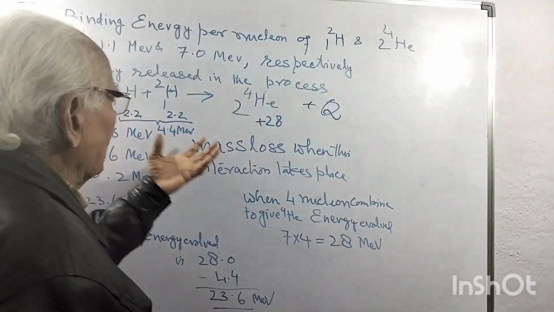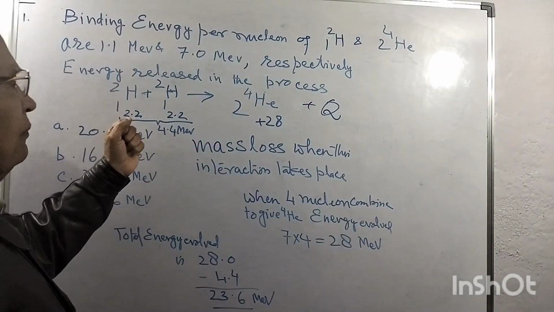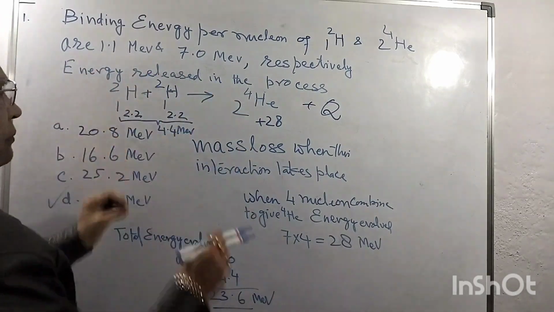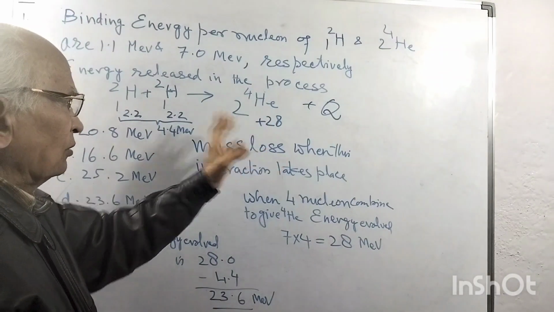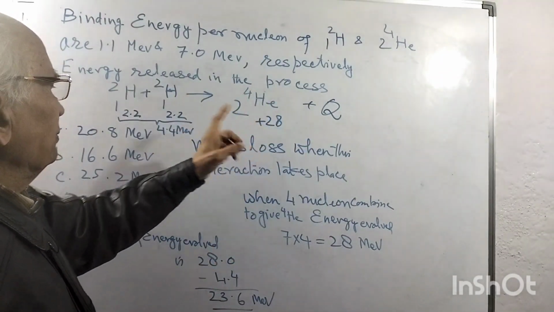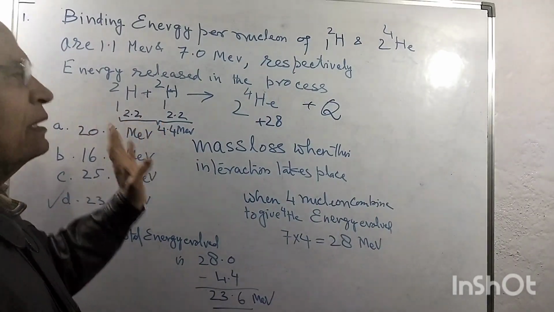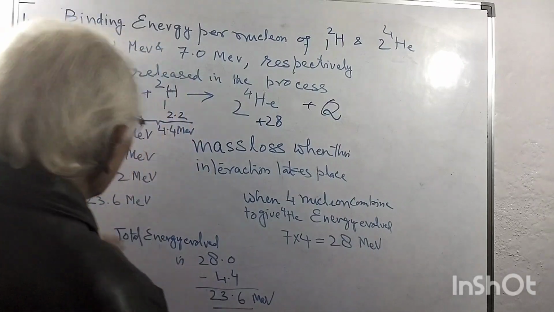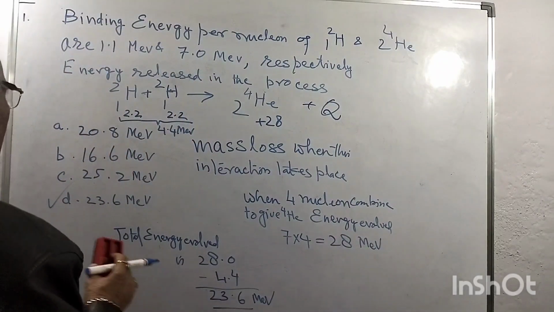Energy evolved at 28. You can say this is energy used for making the alpha particle, means when these combine together. So the difference of energy on this side, when you transfer this, Q is equal to, this becomes minus on this side, means energy evolved is 23.6. So this part is correct, D part.